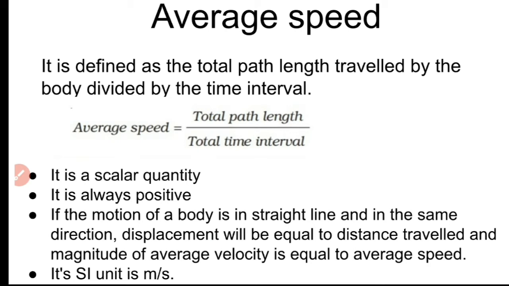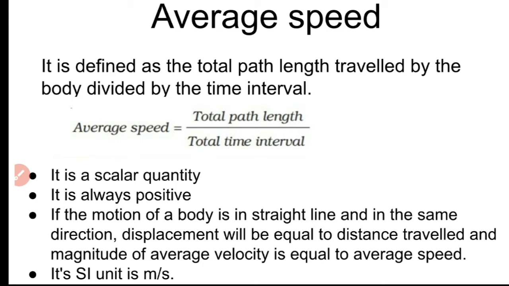Average velocity can be positive, negative or zero. But in the case of average speed, it will always be a positive quantity. If the average speed is zero, what does it mean? The body is at rest. And it will never be negative. It is a scalar quantity, so it will always be positive.